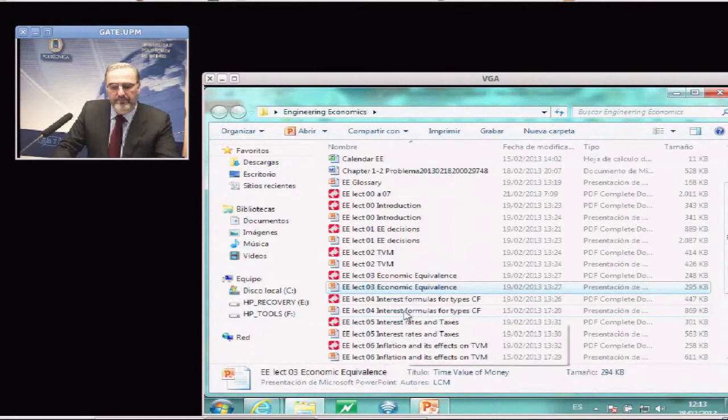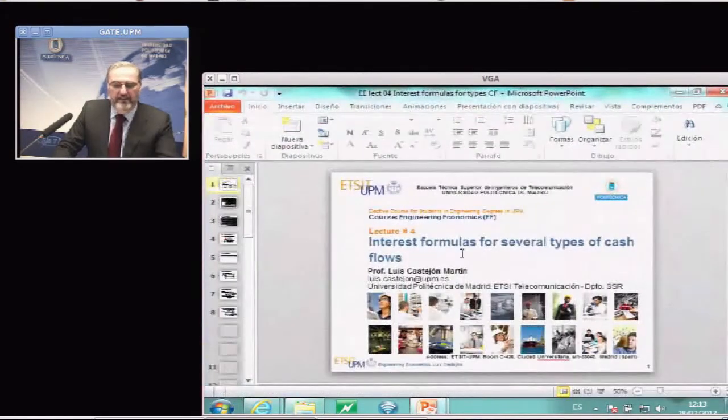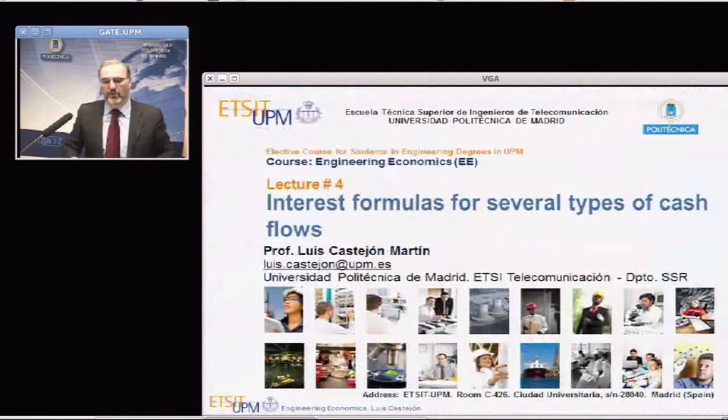Now we are going to start the main part of the course, which is the interest formulas for several types of cash flow. This lecture is the most important in this lesson. What we are going to see here is the present worth, the present value, or the future value of any kind of cash flows. So we are going to know the formulas behind the calculation.